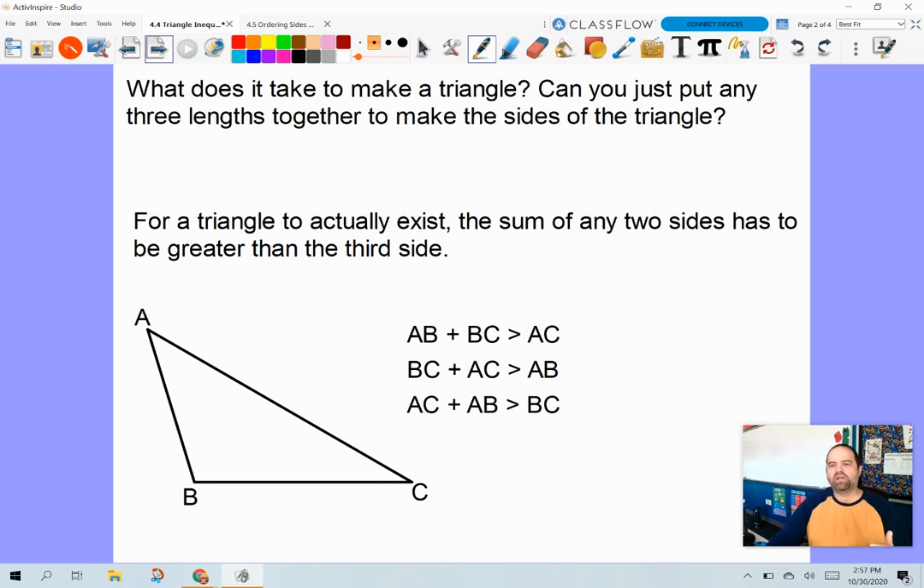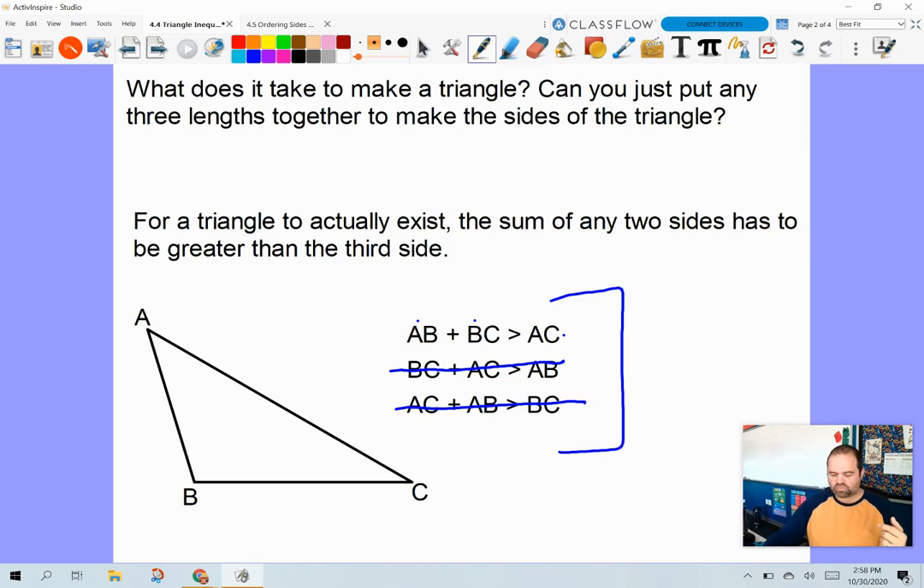The actual triangle inequality theorem says if I take any two sides and add them together, that has to be bigger than the third side. Now, if you take any two sides, that actually gives you these three different statements here. I think that we can kind of narrow that down and look just at the two smallest sides and compare them to the biggest side.